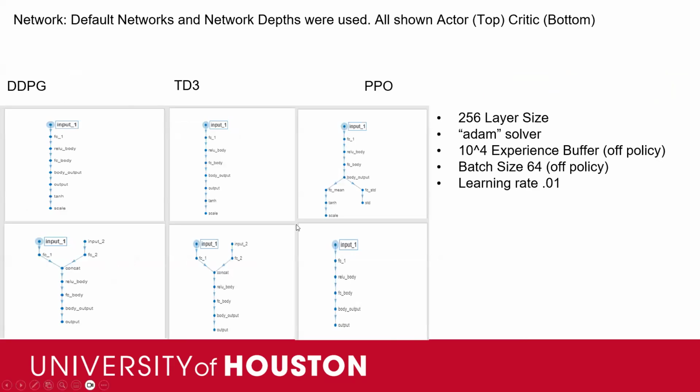So, for the networks, we used just default networks and default network depths. Now these are all shown. The top are the actors of the system. The bottom are the critics. This network geometry is what MATLAB Reinforcement Learning Toolbox just pulls out by default. Now, throughout this project, we did not change this geometry. We did not change the depth.